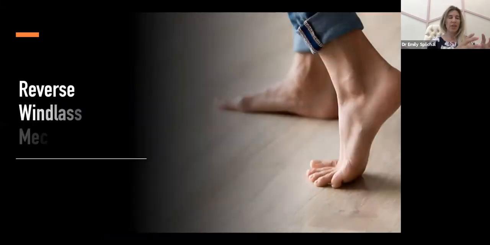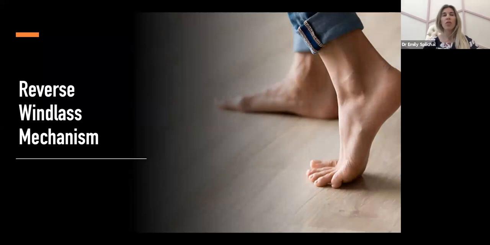Now, that tripod foot is linked to what is called the reverse windlass mechanism. I don't know if any of the listeners are familiar with what that is. You probably have heard of the windlass mechanism. The windlass mechanism actually applies to, or references, the rigid lever, so the push-off phase of gait. But the reverse windlass is a little bit different. So I'm going to first just tell you what the windlass is.